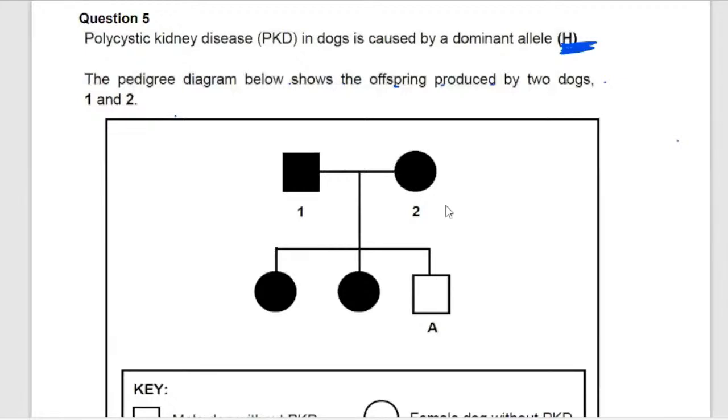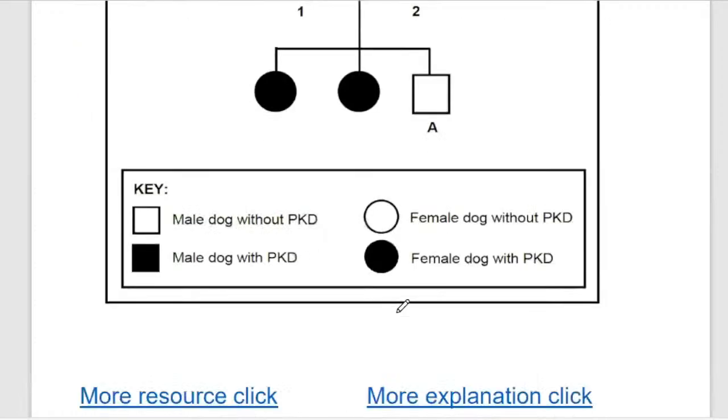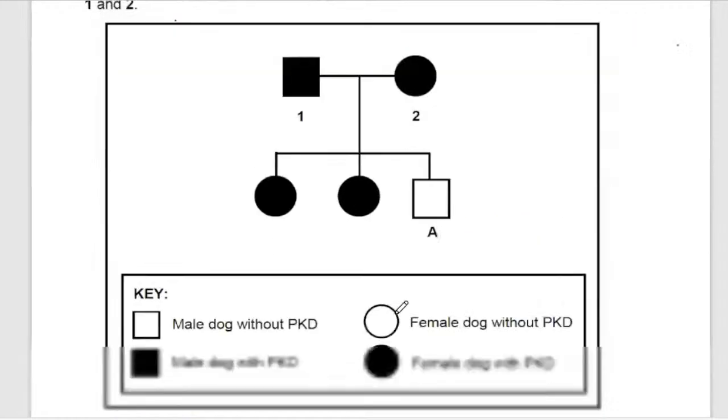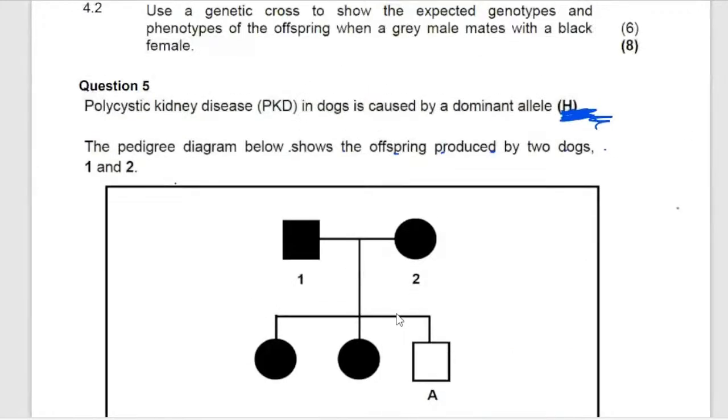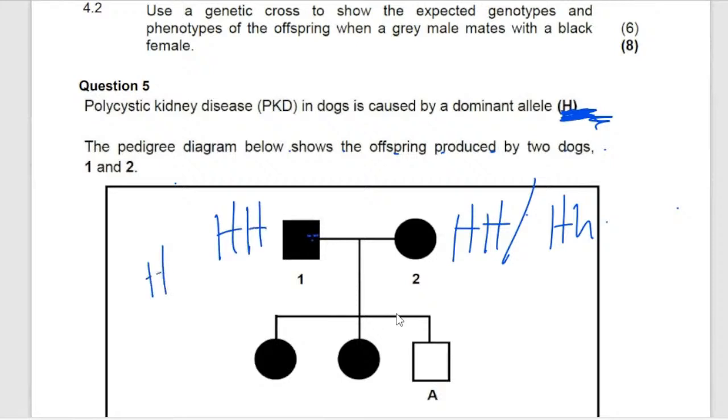This one is also caused by a dominant allele, meaning that the one who is sick. Even here they're saying dogs with the disease and dogs without the disease. So these ones which have the disease are going to be capital H, capital H, or can be capital H, small h. Even this one is going to be capital H. It's a male, but I'm not using X and Y. Capital H, or capital H, small h.